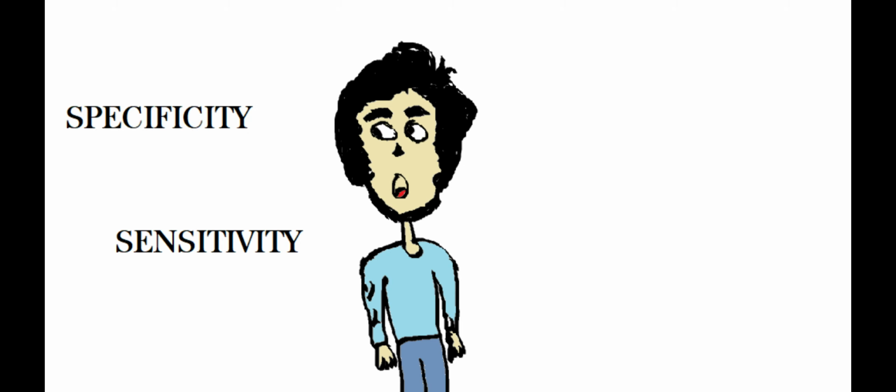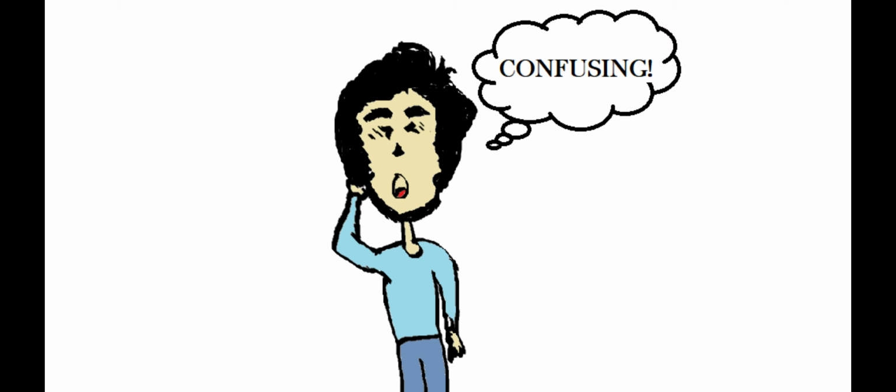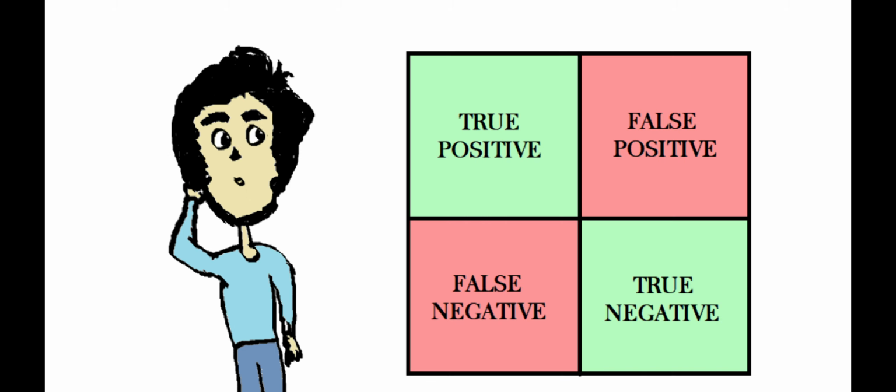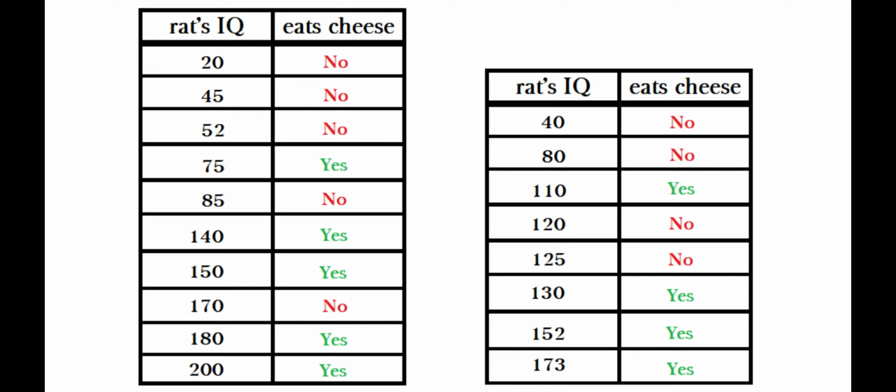There's sensitivity, there's specificity, there's true positive, there's false positive, there's true negative, there's false negative. It's very confusing. Well, that's what we have confusion matrix for. Ironic as it sounds, confusion matrix clears out the confusion regarding all these terms. Let's first take a sample data.